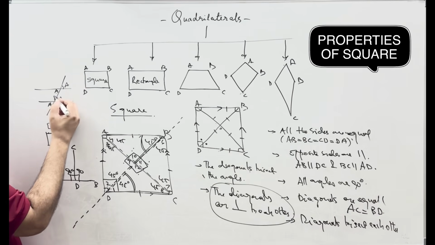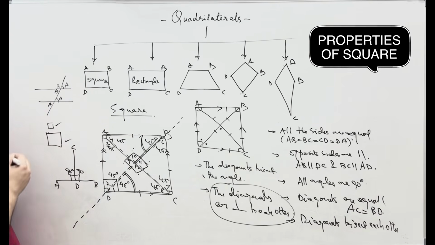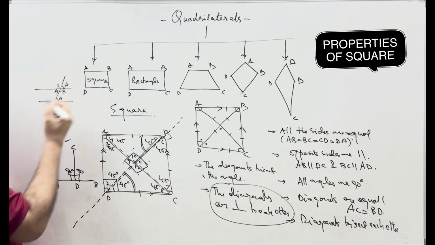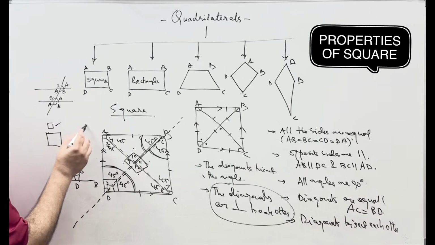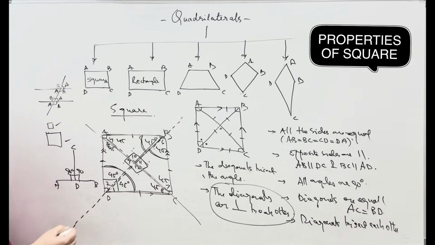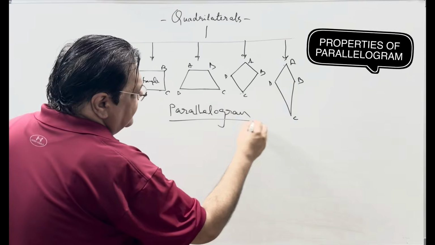If this is B, so B is what? B is the linear pair of A. A plus B is 180 degrees. Vertically opposite, this is B. This is also equal to this. You can take this also as a transversal, whichever you want, you can take.